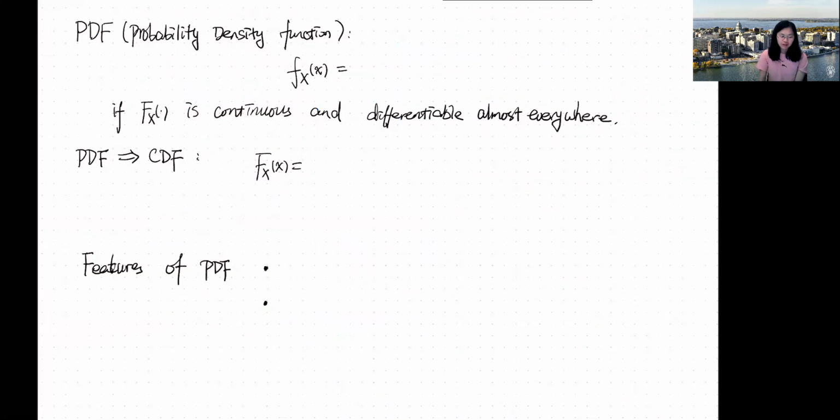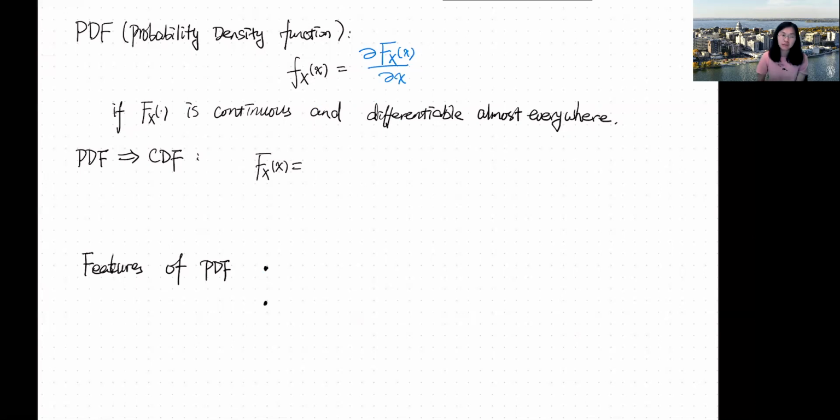For continuous random variables, if the CDF is also differentiable almost everywhere, then we can define another representation of the distribution for the random variable. That's the probability density function. The probability density function is defined to be the derivative of the CDF.